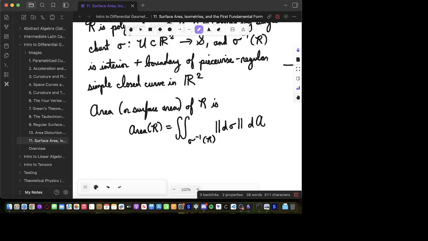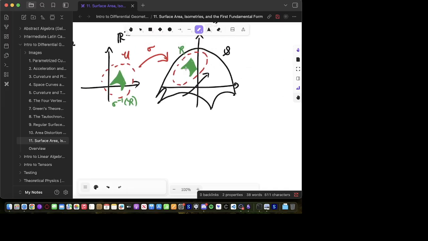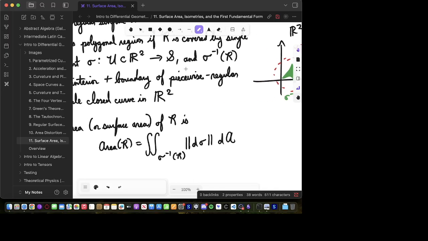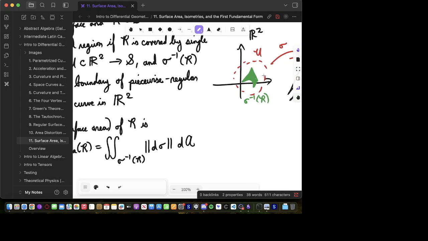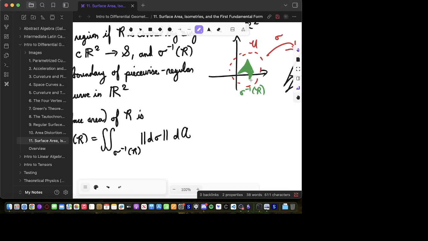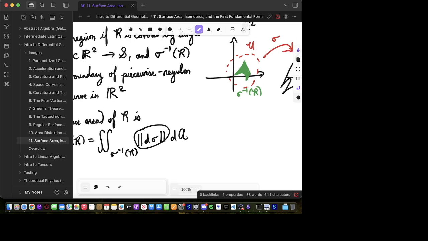So now we're defining the surface area of R, which is over here. That's going to be equal to the double integral over this region, this inverse image of the polygonal region, of this, and this is known as the area distortion. If you don't remember what the area distortion is, you can check out my previous video.